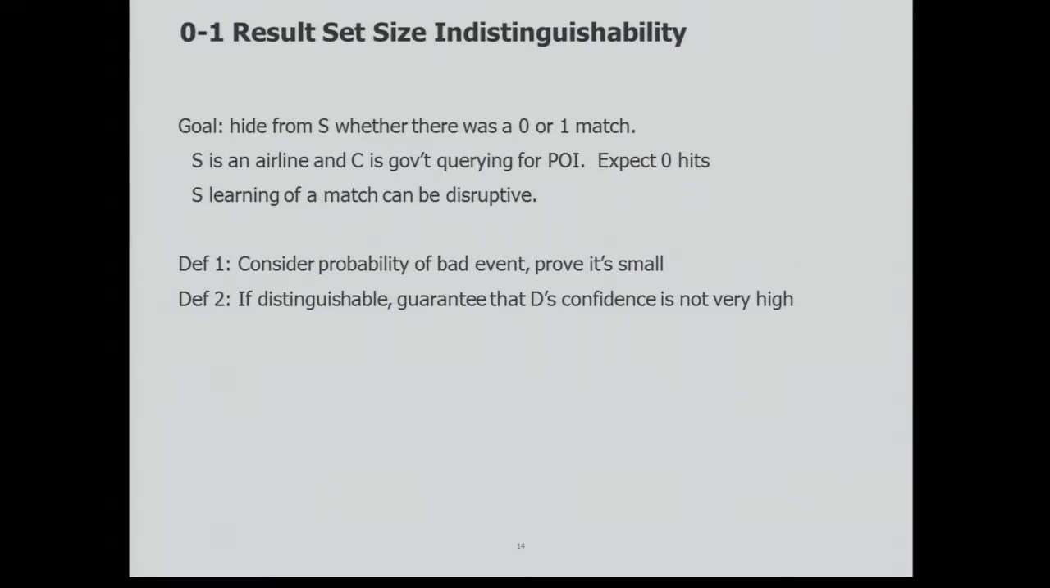Think of government scenarios where, for example, with an airline, the standard situation is that when you're looking for matches for suspicious persons, you don't find them in the passenger manifests, right? So you expect to always see 0 records, and when you see 1 record, that's an exception, and this can be disruptive if the cloud server or the airline or somebody else learns that there is an exception to the normal process. So this was an interesting kind of security requirement.